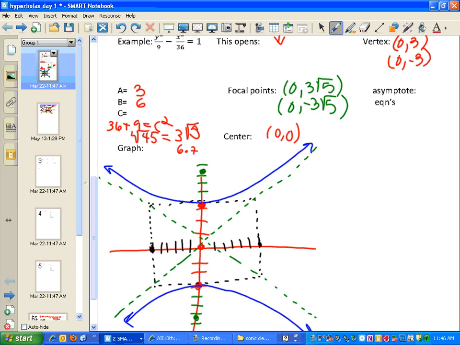What's the purpose of the focal points? From this point, we will get the same distance on either side. And you go from the center. Every movement is always from the center, just like in the ellipse when we were doing our focal points, right?